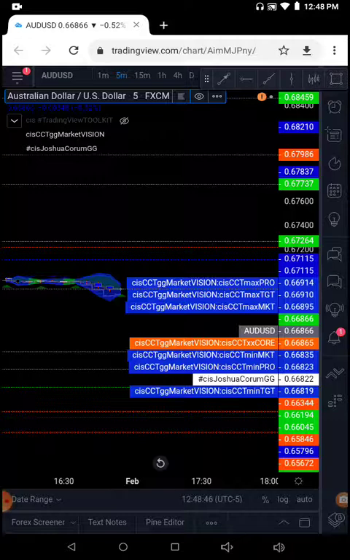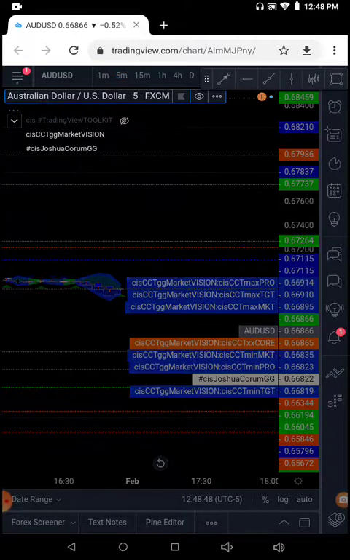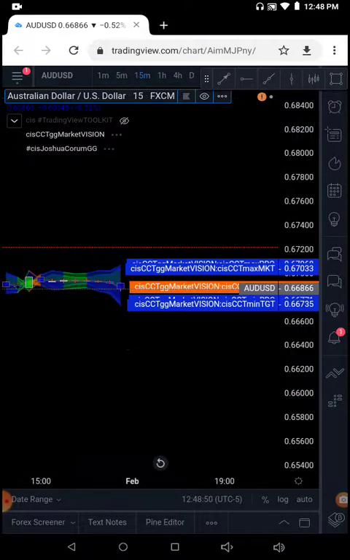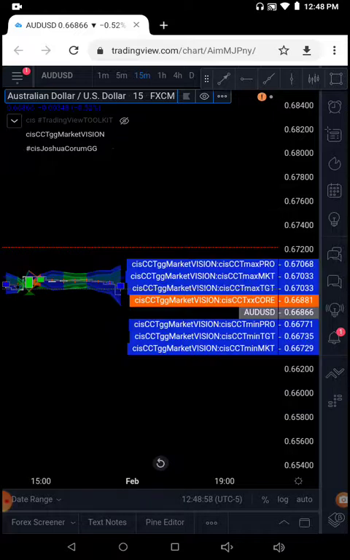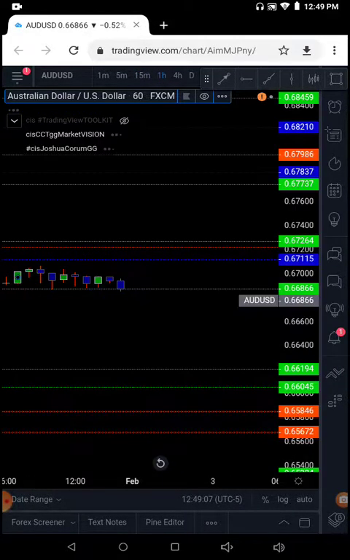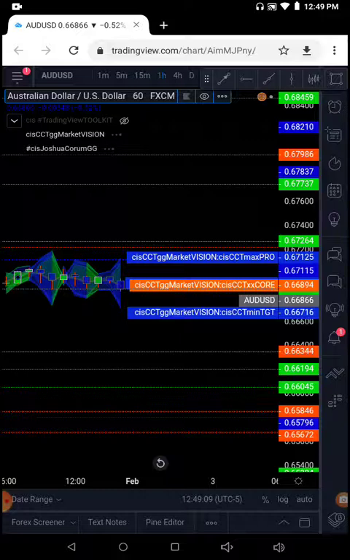All right, so that's our 5 minute. I'm going to go back to our 15 minute, just so you can get a look at what those key levels are for the CIS CCT GG market vision indicator. That 15 minute. Take a look at the 1 hour, and you can see what we look like on that 1 hour with those time frames.